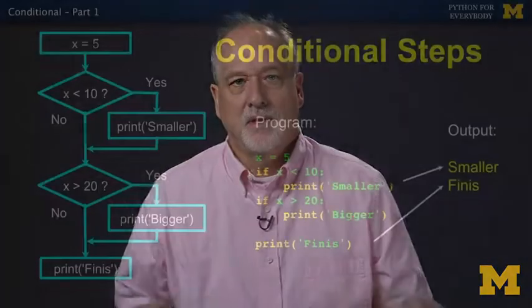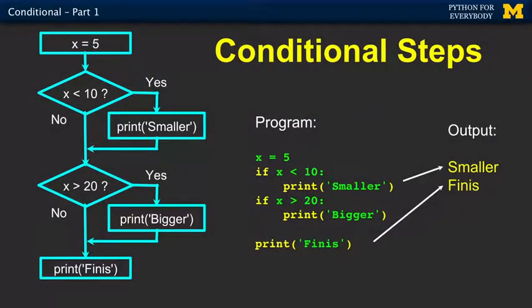Sequential execution, you just type them in and Python does it. But with conditional execution you can choose one of two paths, turn left or turn right or go straight. You can make choices. And this is an essential part of making computers seem intelligent. And so the key to this is the if statement. The if statement is the reserved word that indicates that we're going to do something conditionally.